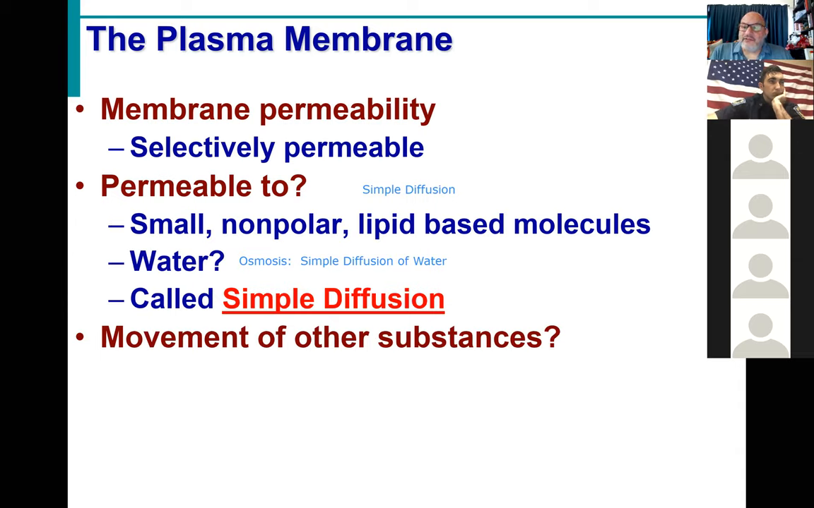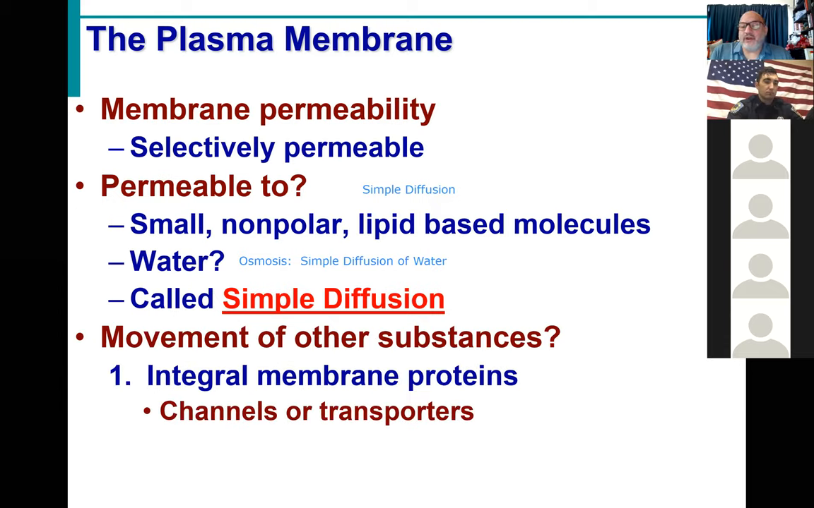But for other things, sodium, chloride, like we talked about, larger components, things like that, then we need other ways to get in. One of those is going to be those integral proteins, and again, as we talked about, they have to be specifically transmembrane proteins. And those transmembrane proteins that go through both layers will allow them to go through. And as I mentioned, there are two different types, channels and transporters.